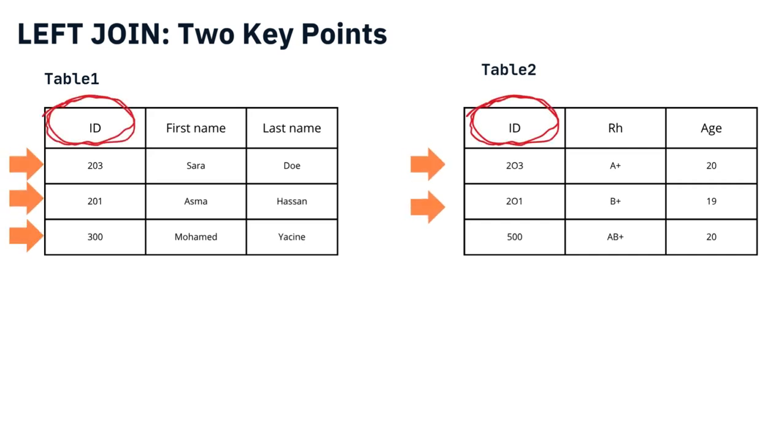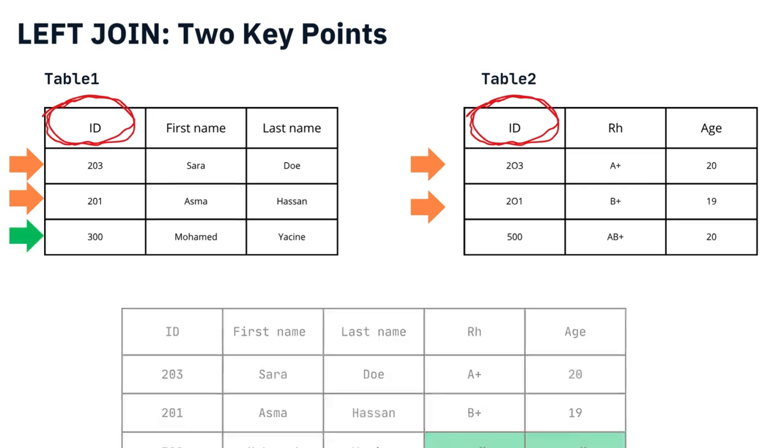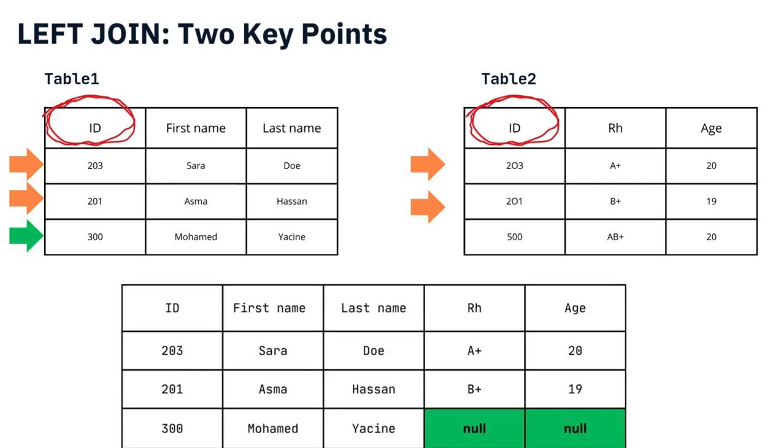In our example, the first two rows have matching IDs in both tables, so we get a complete result for them. When there is no match in the right table, the row from the left table is still kept, like for the ID 300. The columns from the right table just show nulls, but nothing is lost from the left table.